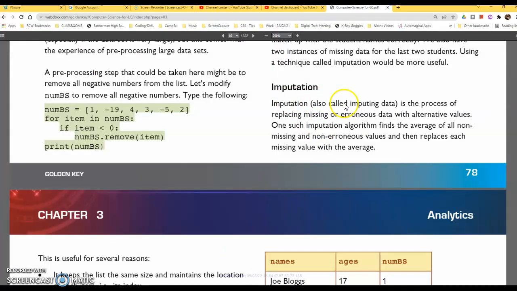So imputation, also called imputing data, is the process of replacing missing or erroneous data with alternative values. Now, alternative values, you may choose to make all values 0 or something like that, I don't know, but you need to be careful as well, because there may be data in your data sets that is 0 and you want to include it. So one such imputation algorithm finds the average of all non-missing and non-erroneous values and then replaces each missing value with the average.